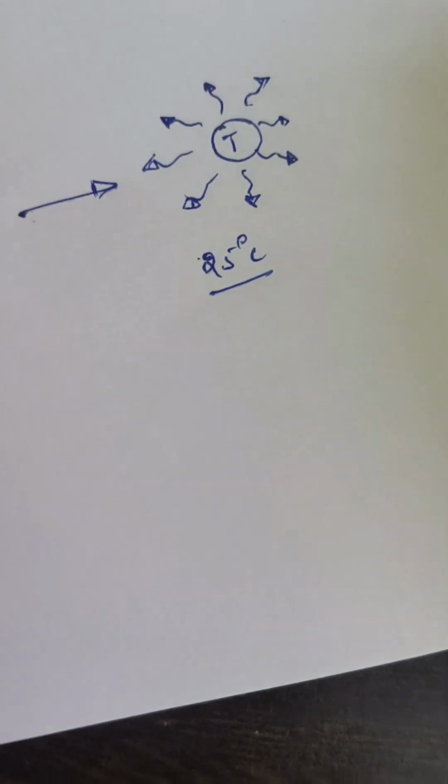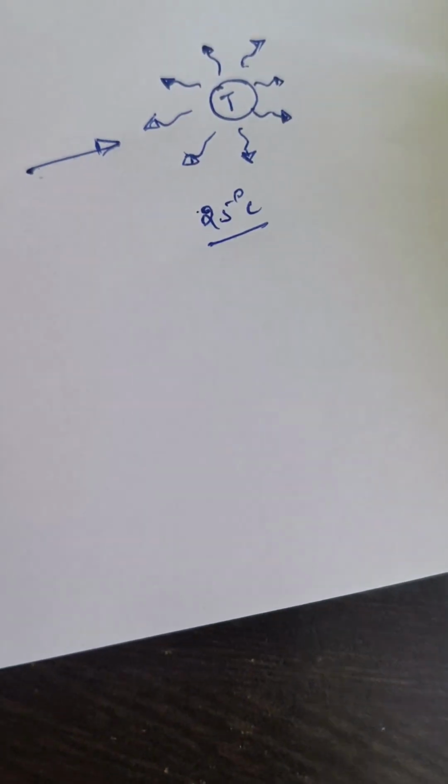So now how do we do that? There is a law in physics that helps us calculate the amount of energy that a hot object radiates, and that particular law is known as Stefan-Boltzmann's law.